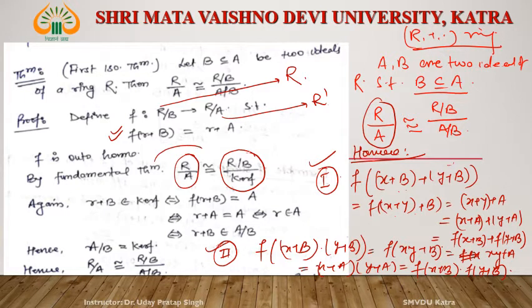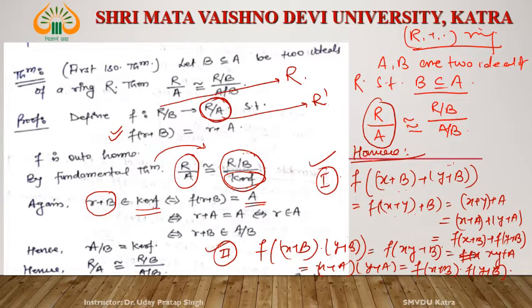By the fundamental theorem, R' is isomorphic to R by kernel of f. What is R'? R' is R/A. What is R? R is R/B. So it is R/B divided by kernel of f. What is the kernel of f? Let r + B belong to the kernel of f. Since it is an element of R/B, f of r + B is equal to A, and A is the identity of this one.